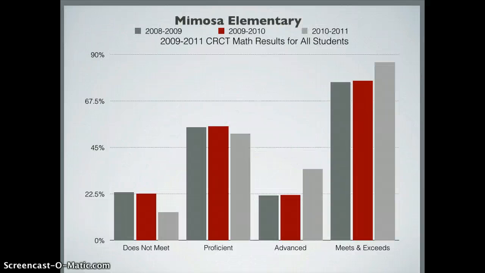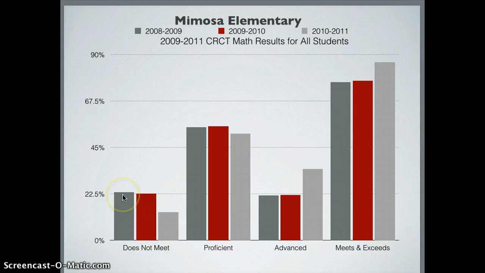Here we're looking at our school. So we've already compared the district and the state, and we can see where they sit with math and language arts results. So now we're going to look at how we fare for math and language arts results for all of our students from 2008 to 2011. So here, the gray bar is for 2008, 2009. The red bar is for the next year, 09, 10, and the light gray is for 2010, 2011. And remember, this is for math.